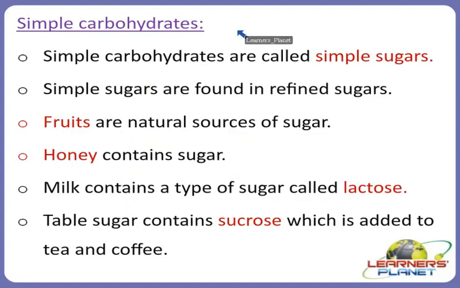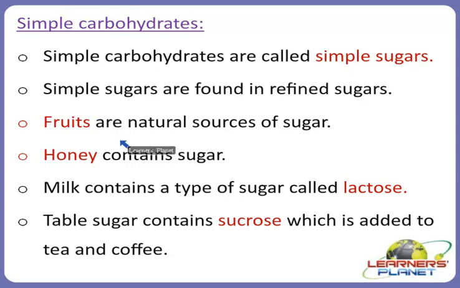So students, what are actually simple carbohydrates? They are called simple sugars. Simple sugars means the source of energy for our body, right? Sugars are the source of energy for our body, and they are obtained from carbohydrates, meaning they are the simplest form of carbohydrates, right? And simple sugars are mainly found in refined sugars, right?